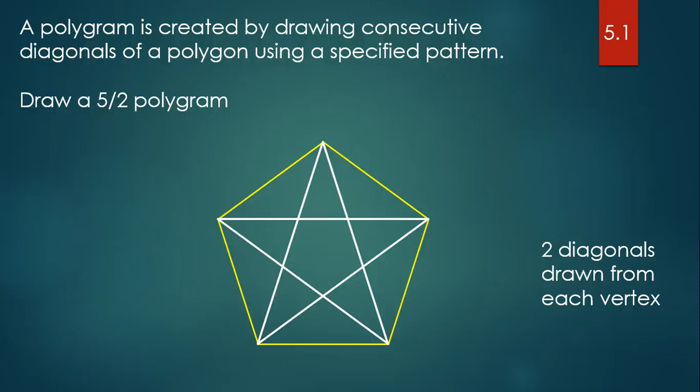Now, another thing to keep in mind with these polygrams is that when you're done, you will always see that you have two diagonals that have been drawn from each vertex. In this case, by the time we got back to where we started, we had two diagonals drawn from each vertex, so we were finished. But as it turns out, there's going to be some cases where that isn't true, and we'll have to continue drawing.